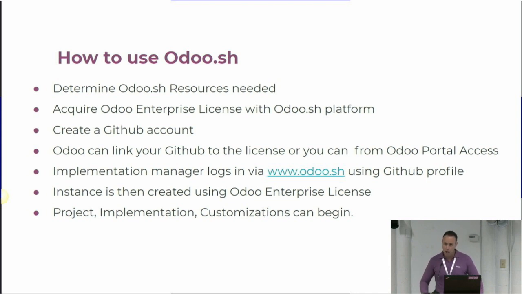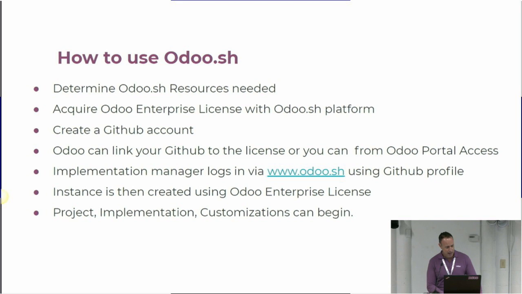And then whoever's going to be doing the implementation or the development will need a GitHub account, because we link our enterprise licenses with a GitHub account, and you'll be able to push all your development through that GitHub platform. We can do that linking of the GitHub account for you, or you can do it directly through our Odoo portal access. Whoever buys an enterprise license gets access to an end user portal, and you'll be able to add that there yourself. And I'll show you a quick snapshot.